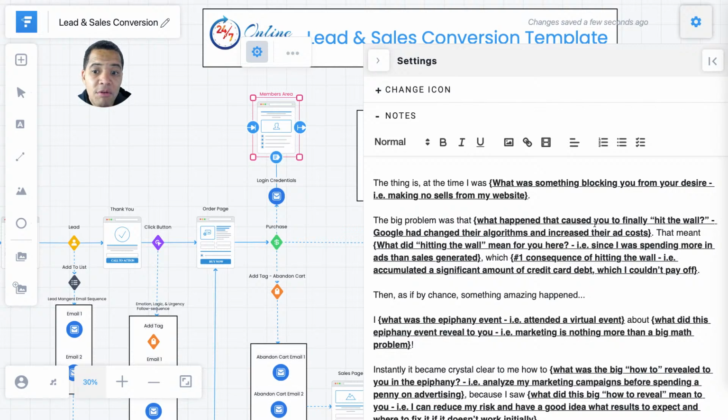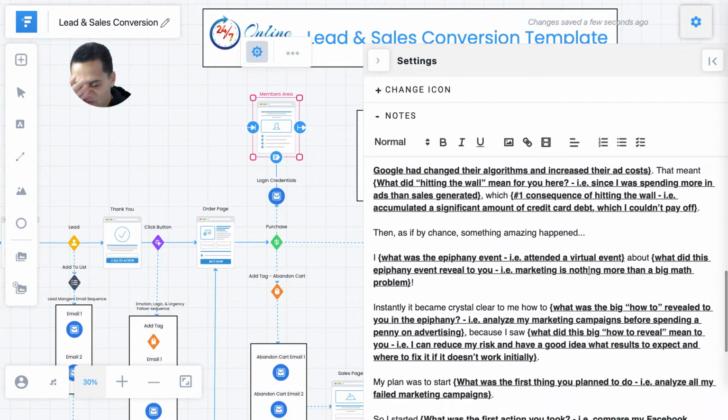I was not getting any leads, not getting any sales, and I could not afford the costs. So I went into extreme debt trying to make this happen. So you go back into the story and give them the consequence of what happened, hitting the wall. I had extremely high credit card debt, which I couldn't pay off.